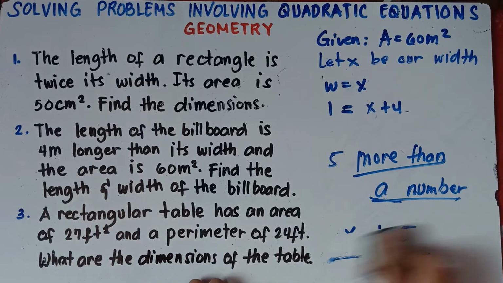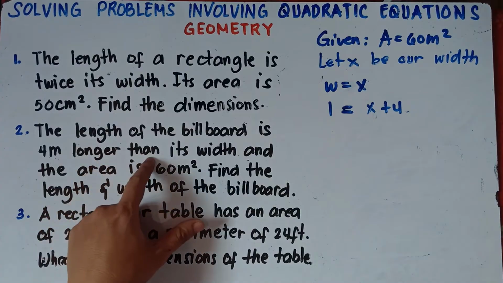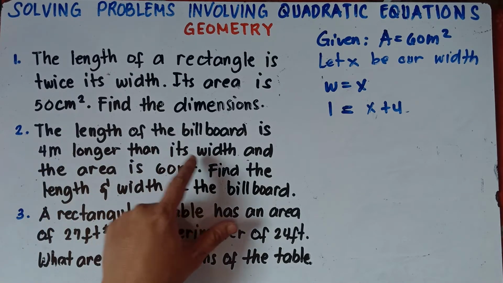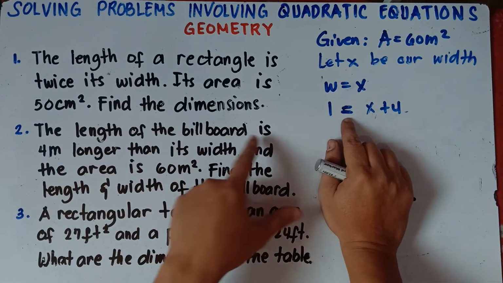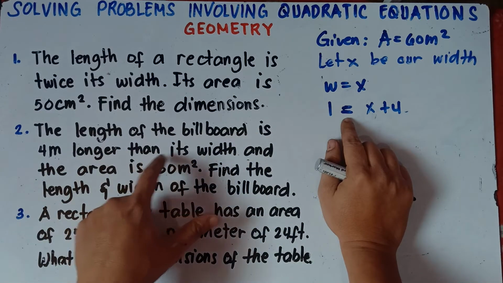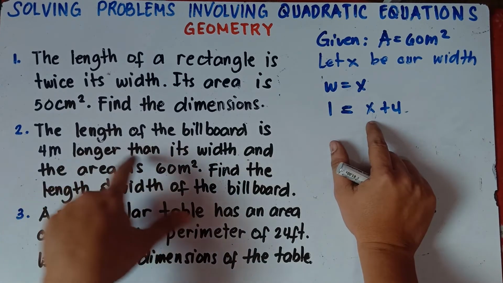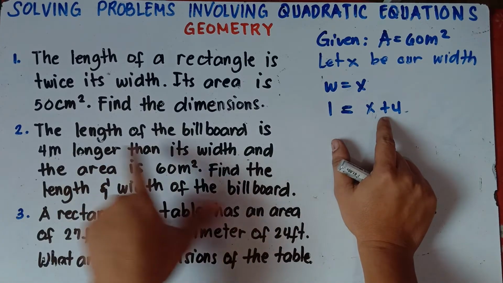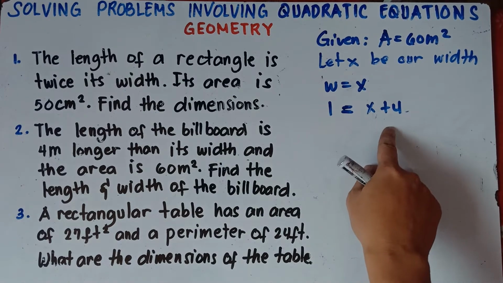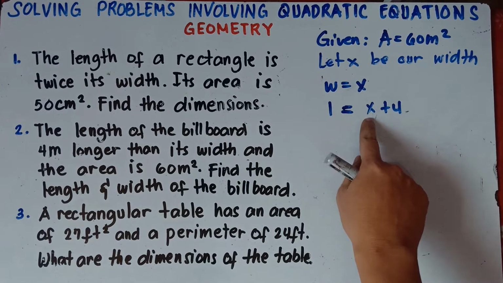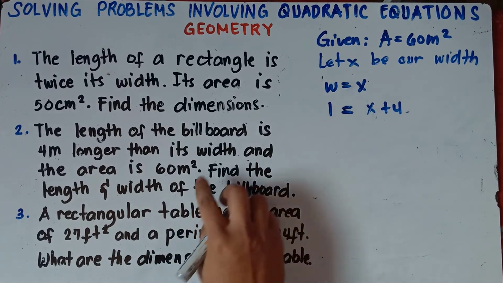So if you see a statement 4 meters longer than its width, so the length of the billboard is equal sign 4 meters longer than its width. So we can write that x for our width, longer than, so plus 4. I hope you get this one, because in algebra it's actually reverse. So 4 meters longer than its width, that would be x plus 4, and our width is x. Alright, and then we solve using the area of the billboard.